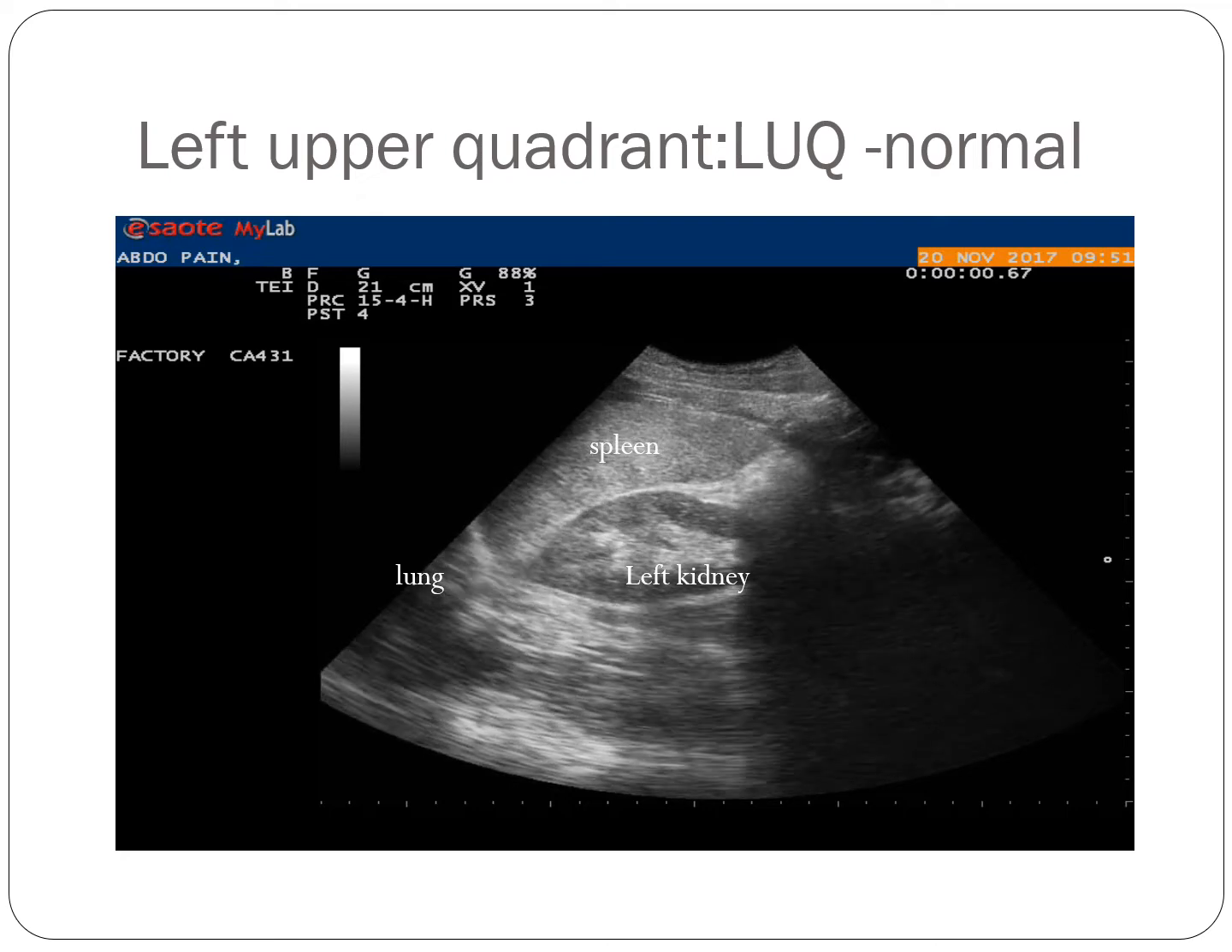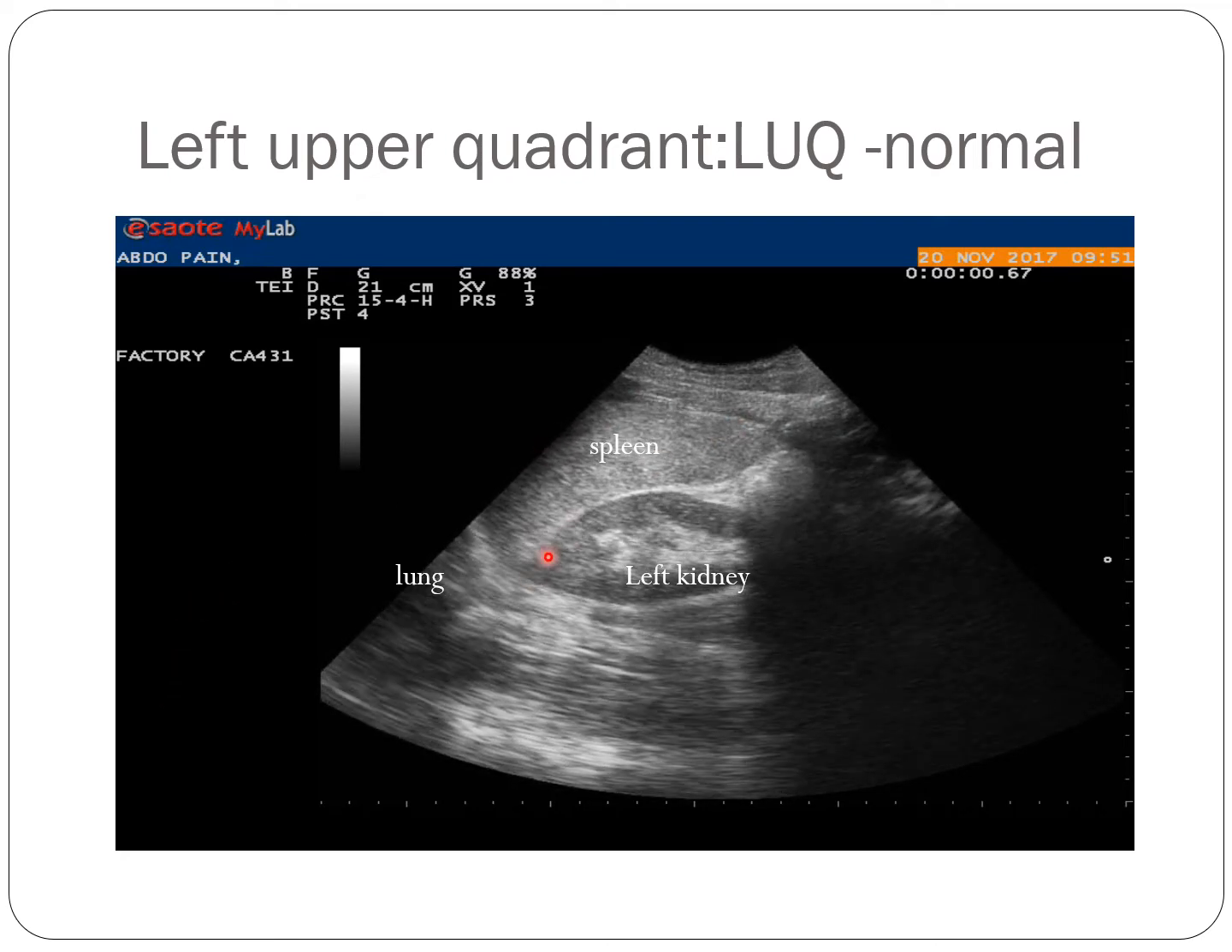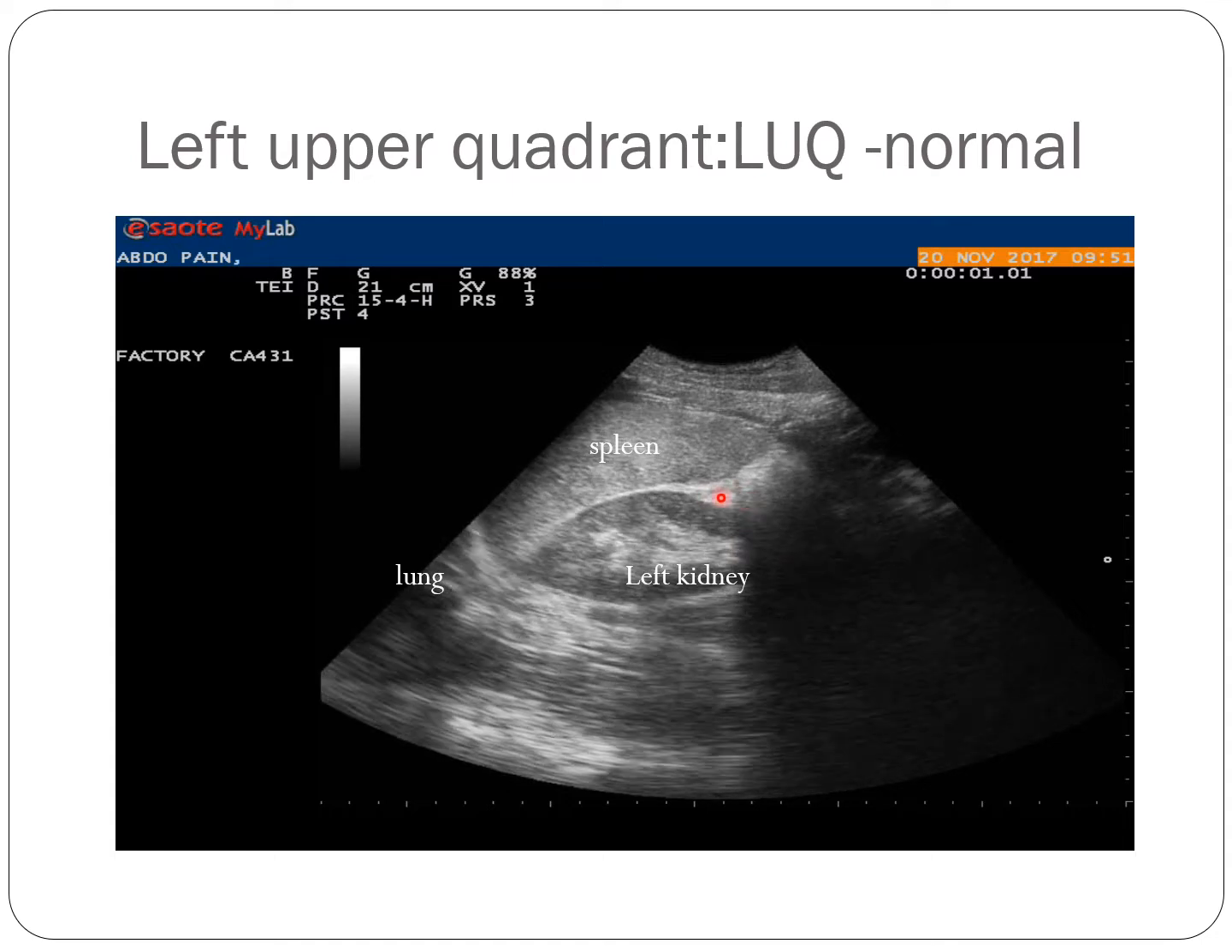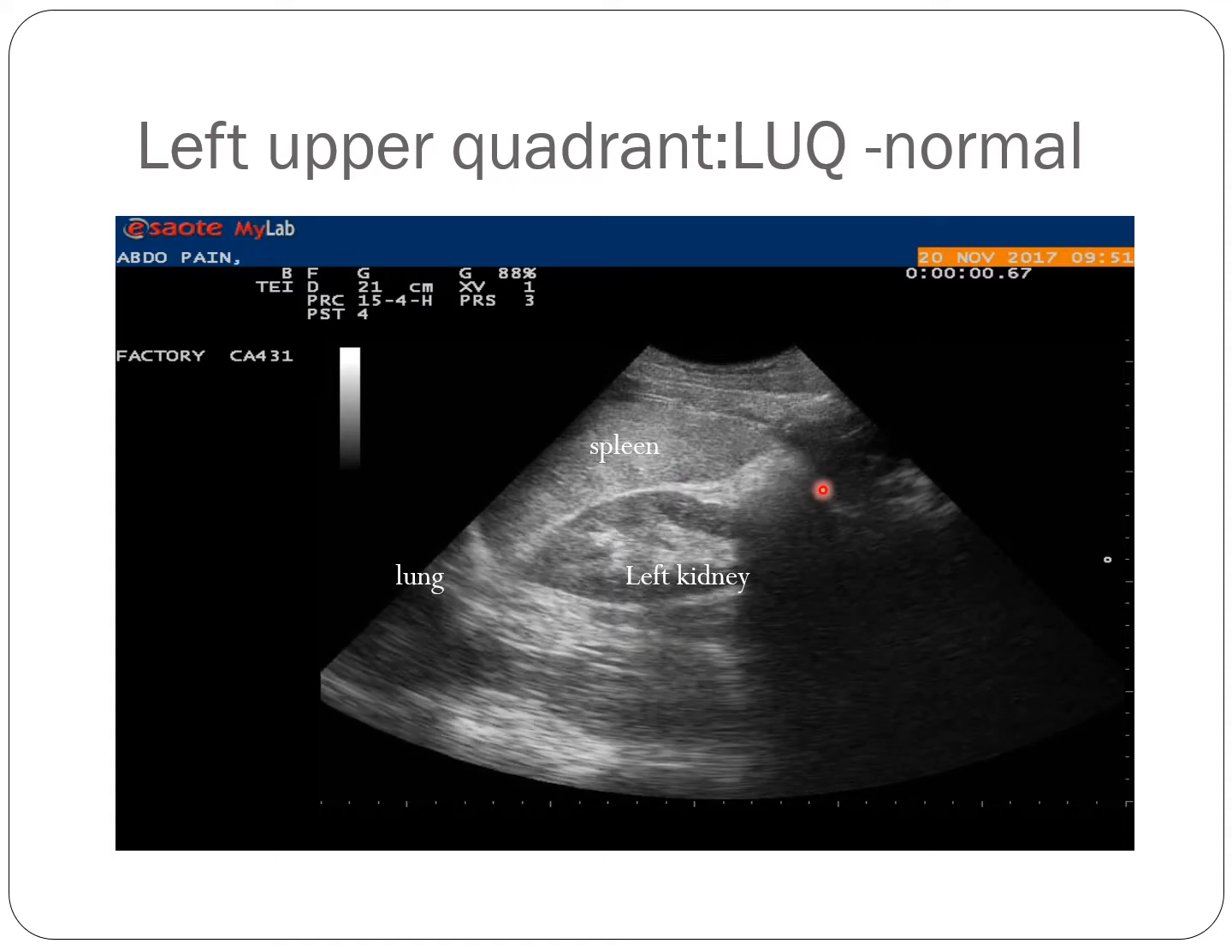Next, we're moving to the left upper quadrant, and again we see the spleen, we see the dome of the left diaphragm, we can see the lung and the left kidney. Free fluid will be located in the space between the spleen and the kidney.